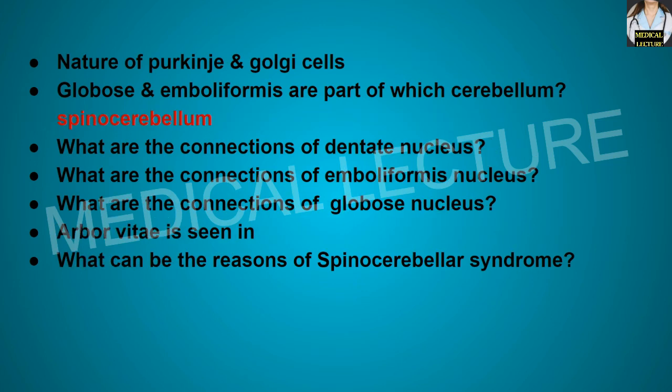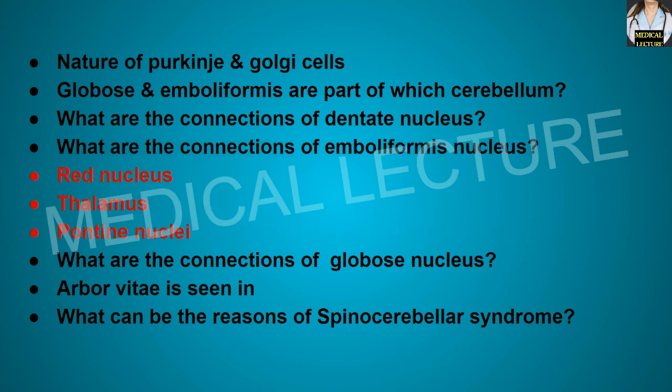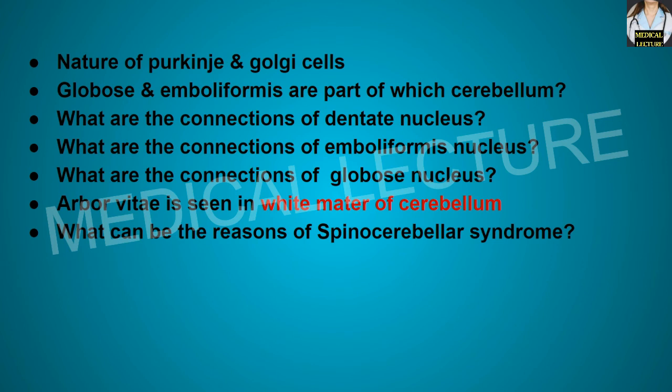What are the connections of the dentate nucleus? The red nucleus, thalamus and the inferior olivary nucleus. What are the connections of the emboliform nucleus? Red nucleus, thalamus and the pontine nucleus. What are the connections of the globose nucleus? It is the red nucleus, superior colliculus and the thalamus. Arbor vitae is seen in the white matter of the cerebellum.